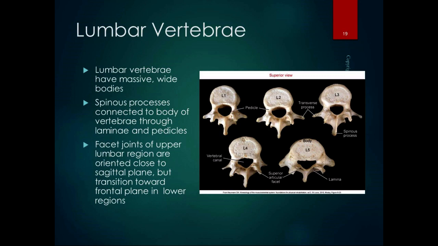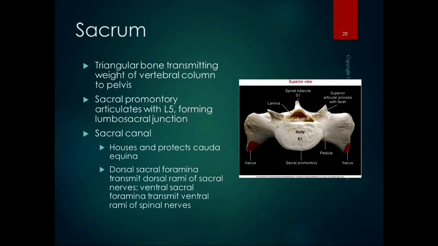The way you can tell a lumbar from any other vertebra is huge body, a round vertebral canal, and that short, blunt spinous process, and relatively short and blunt transverse processes as well. The sacrum is a triangular bone transmitting the weight of the vertebral column to the pelvis. This picture looks at it from the superior surface, the body of S1 that articulates with L5. The sacral promontory is the anterior portion of the body of S1. It articulates with L5, forming the lumbosacral junction.